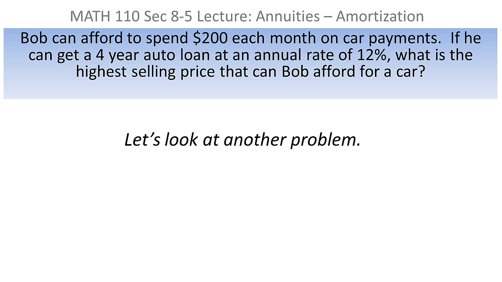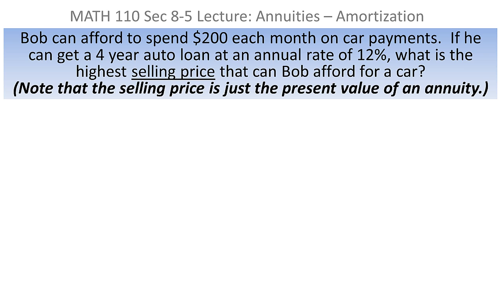Bob can afford to spend $200 each month on car payments. If he can get a 4-year auto loan at an annual rate of 12%, what is the highest selling price that Bob can afford for a car? Keep in mind, the selling price is just the present value of an annuity. In other words, it's what it's worth now. The selling price is the car's value now.